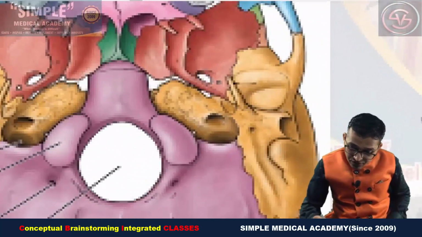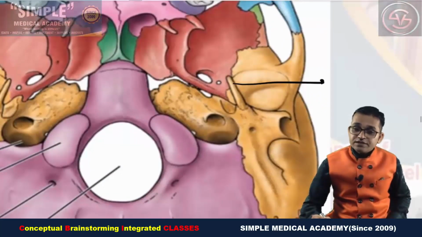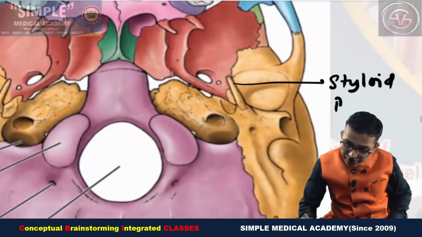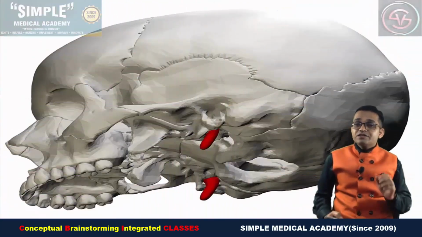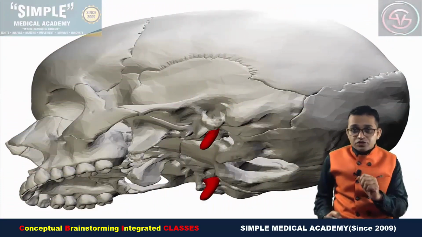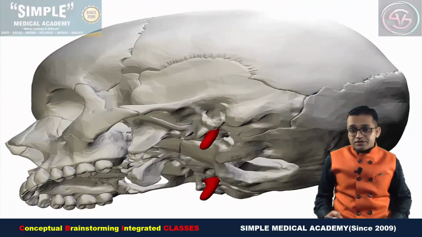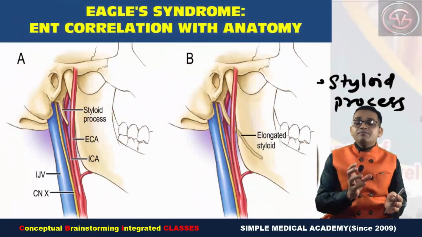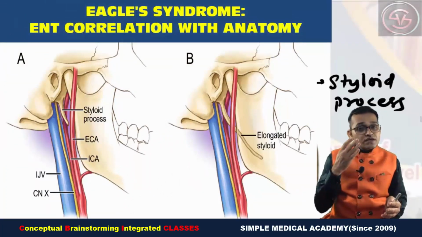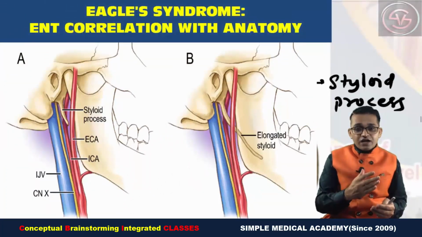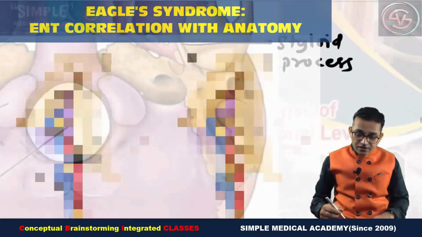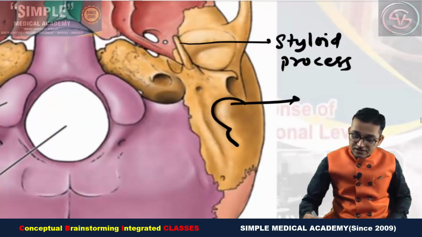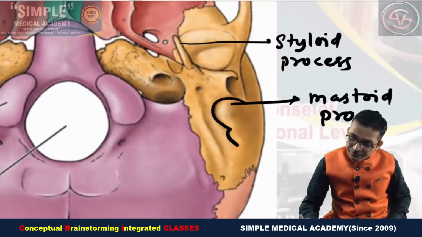See here, this is a bony projection at the base of the skull, known as the styloid process. Various muscles and ligaments are attached to this styloid process, known as the styloid apparatus. In a few individuals this styloid process is enlarged and compresses the nearby structures, which is known as Eagle syndrome, a correlation of anatomy with ENT. Now see, there is one large bony projection at the inferior side of the skull. This is known as the mastoid process.